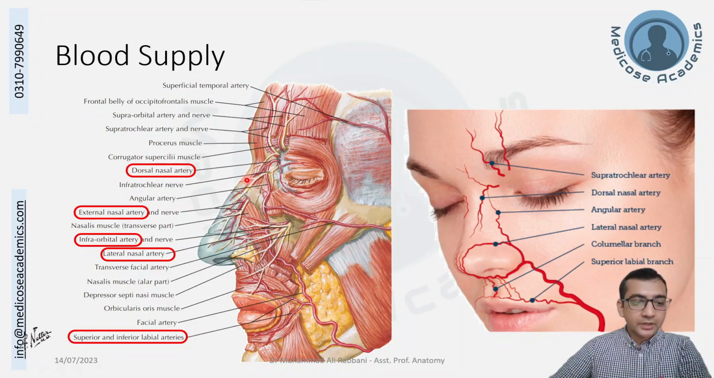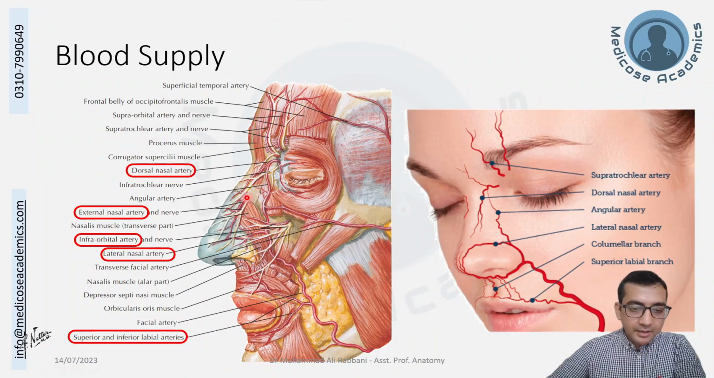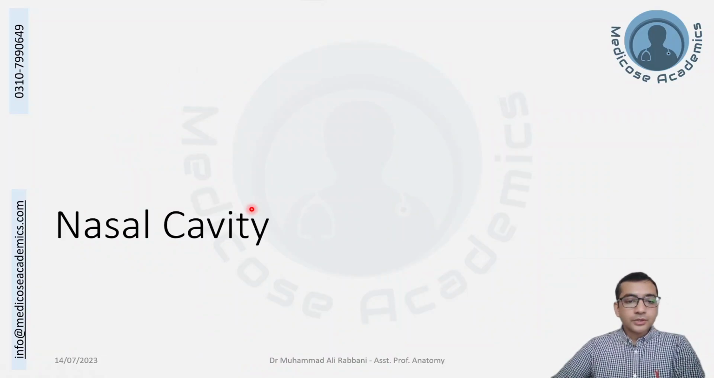And then another branch is following the nerve of the same name, that is the external nasal branch of the anterior ethmoidal artery, and it is exiting from the same point between the cartilage and the nasal bone above. Then we are left with this artery. This is the infraorbital artery, a branch coming from the same infraorbital foramen, a branch of the same maxillary artery, and it supplies the lateral aspect of the nose. So this is about the blood supply of the exterior of the nose. Let us talk about the nasal cavity.